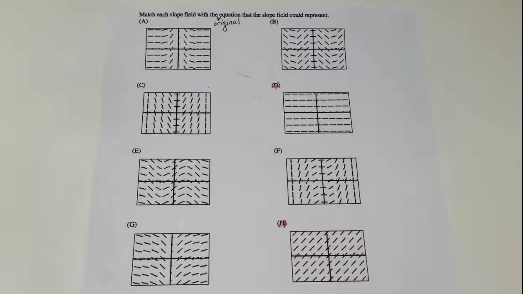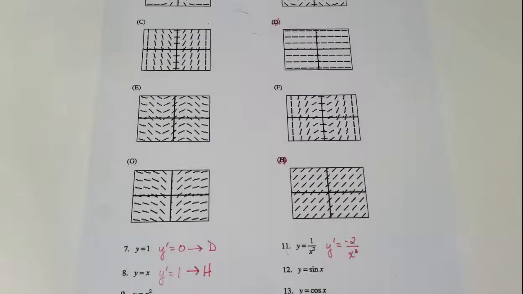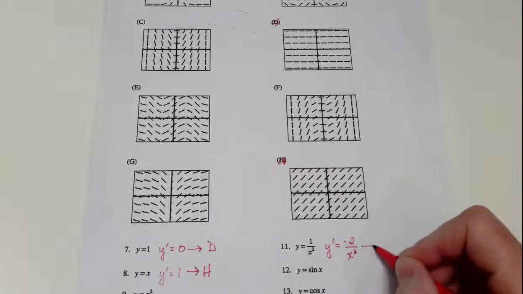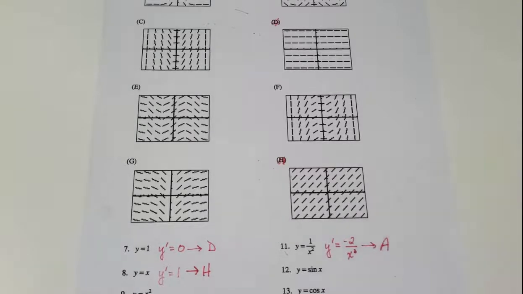We've already used D and H. I think we can narrow it down to A and G. So one option is you could simply substitute in a number, like 1 or negative 1, and see which one might fit better between A and G. Well, if you do that, you find out that graph A matches it better.